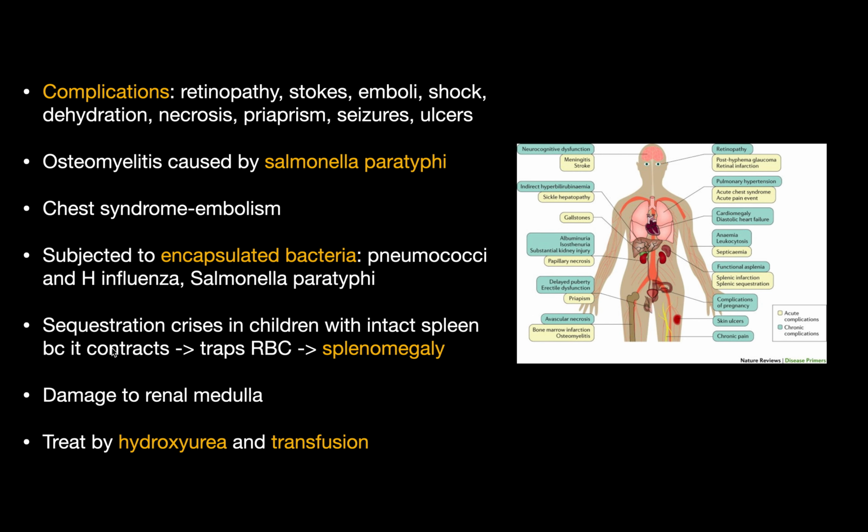Sequestration crises occur in children with intact spleens, so we treat that with splenectomy, of course. The sequestration will also damage the renal medulla, and we treat them by giving the patients hydroxyurea and blood transfusion.